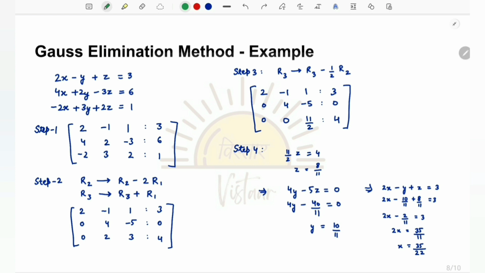And that's it. I hope this video helped you understand the Gauss elimination method.